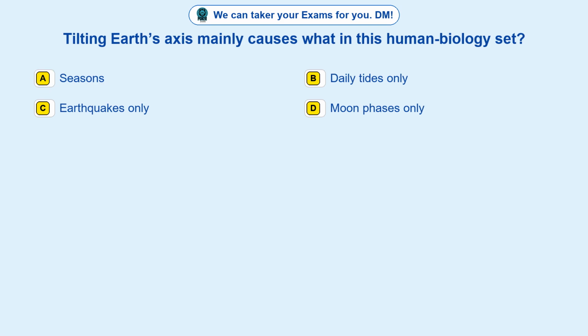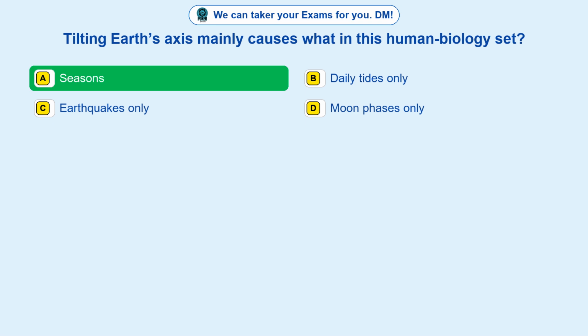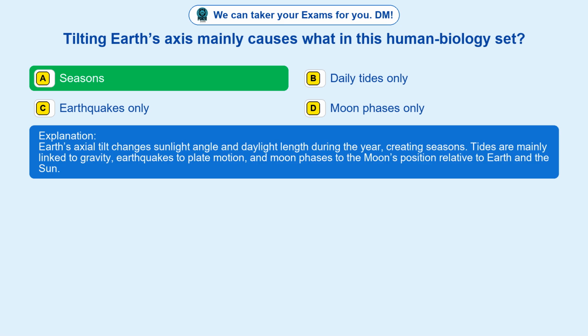Question 89. Tilting Earth's axis mainly causes what in this human biology set? Option A, seasons. Option B, daily tides only. Option C, earthquakes only. Option D, moon phases only. The correct answer is option A, seasons. Earth's axial tilt changes sunlight angle and daylight length during the year, creating seasons. Tides are mainly linked to gravity, earthquakes to plate motion, and moon phases to the moon's position relative to Earth and the Sun.